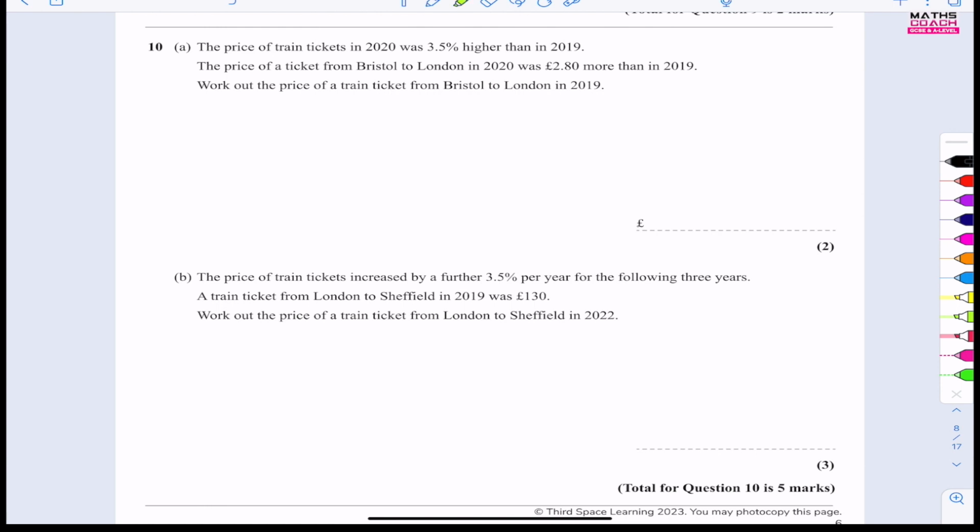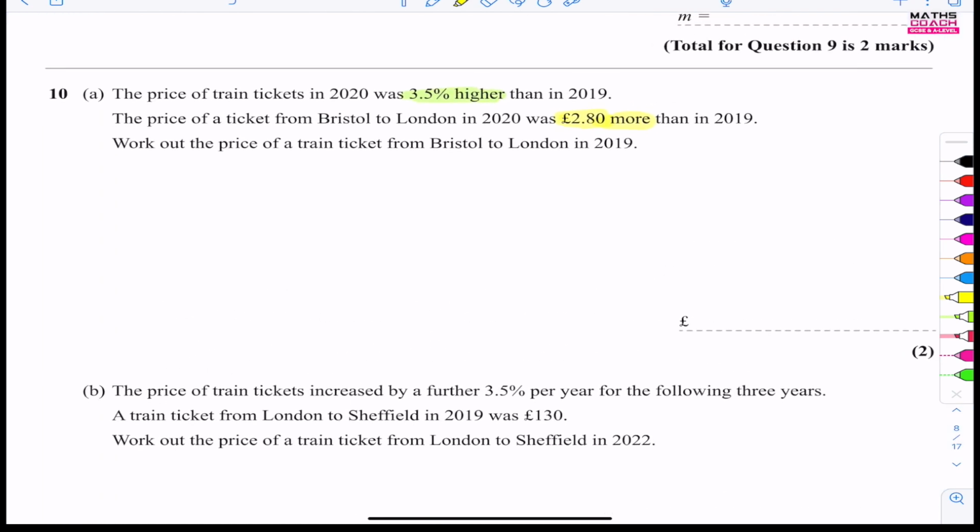Let's go highlight stuff now. So this is important, 3.5% higher in 2020 than in 2019 rather. And the second one that's important for me here is the fact that in 2020, a train ticket from Bristol to London was £2.80 more. Okay, that's quite important. So where do we begin with a question like this? Let's zoom in a little bit here so you can see better.